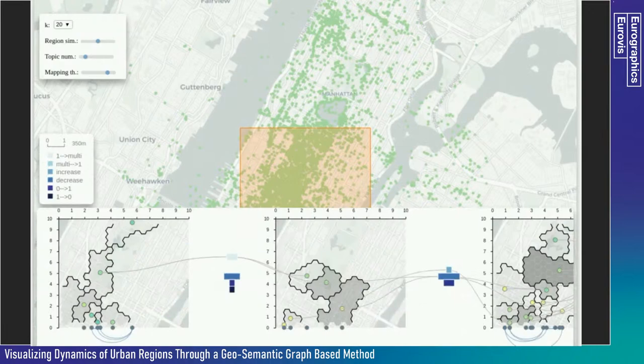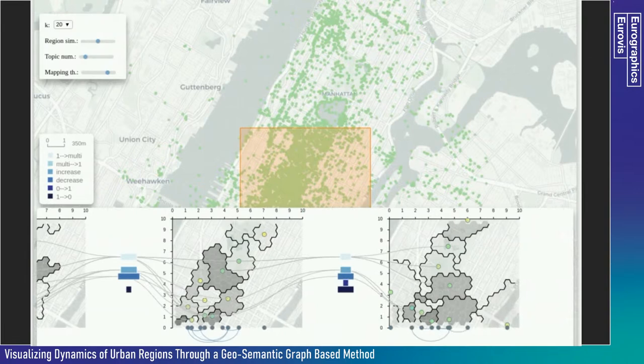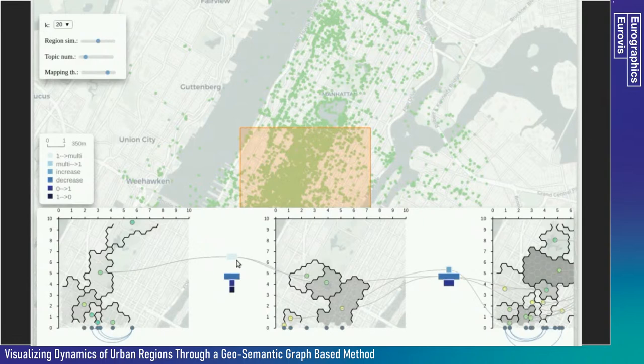Thumbnails of each time step are aligned horizontally along the timeline. Consecutive thumbnails are linked by a set of curved lines, according to the matching result of regions. These lines go through a stack of rectangles. Each rectangle denotes the type of region evolution. The rectangle width encodes the number of the intersected lines.